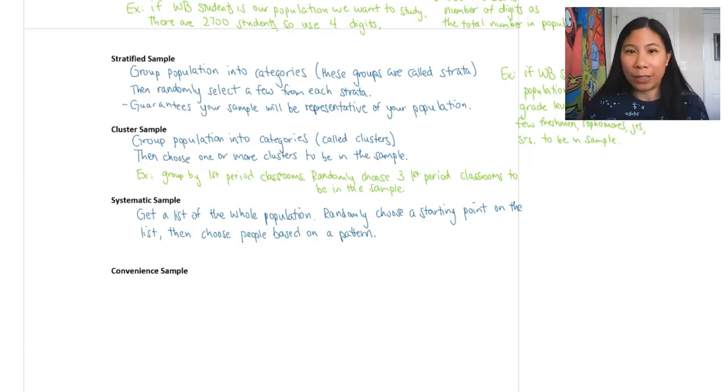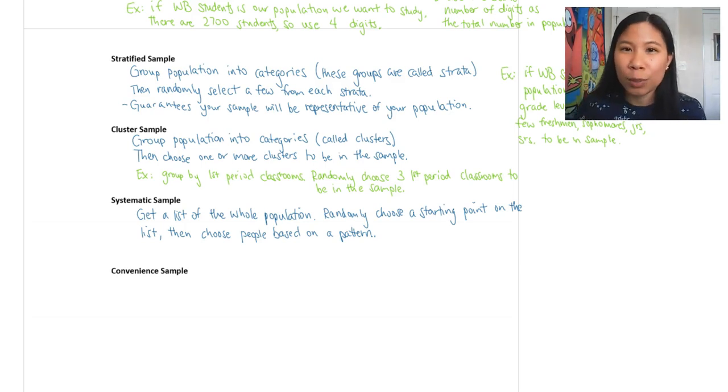The next sampling method is called a systematic sample. In a systematic sample, instead of grouping people, we're going to just get a list of the entire population. So if West Broward students is our population, we would just get a list of all the West Broward students. Then you're going to choose a random spot within that list to be your starting point. So somehow you've chosen, I don't know, the 10th person down or whatever.